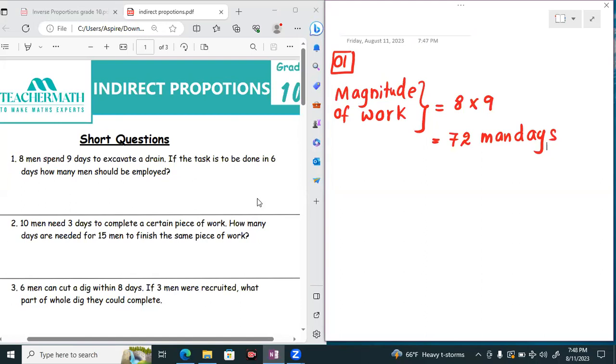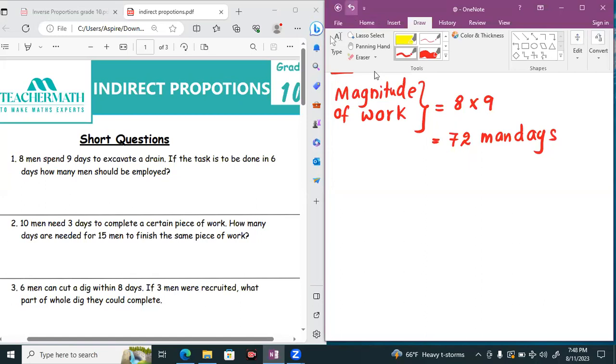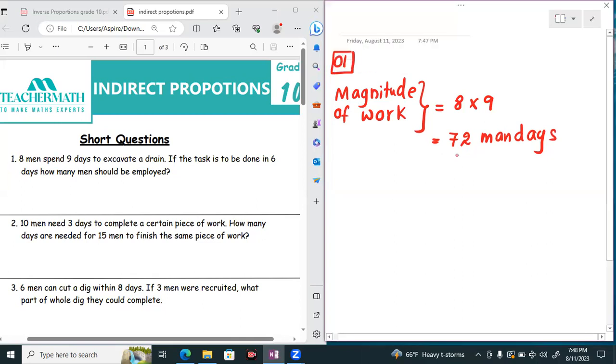That means this is a particular measurement. Okay, what we get is a measurement, man days. Now if the task is to be done in 6 days, it is this same work that will be done in 6 days. Then, my son, the magnitude of the work also equals 72.